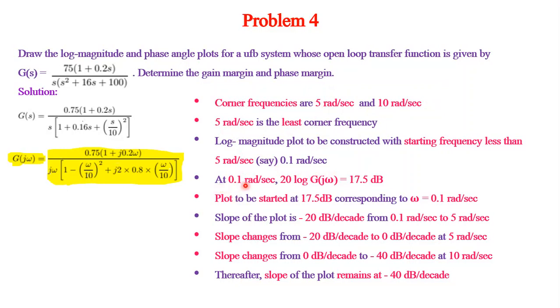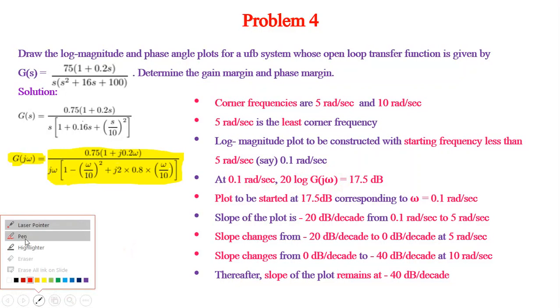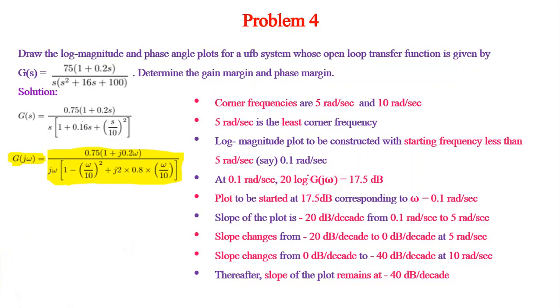When I am starting at 1 radian per second, I should find out what is 20 logarithm of modulus of G of j omega. So this is actually modulus of G of j omega.